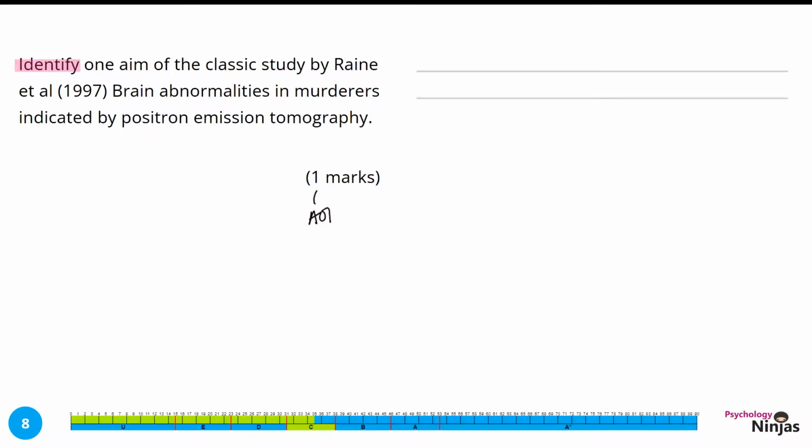It's about our specific knowledge for a specific piece of information. The focus of this question is our classic study from biological psychology, Raine et al. There is also some assumed psychological knowledge in that we understand the difference between an aim versus different parts of a procedure. Let's check out our answer.